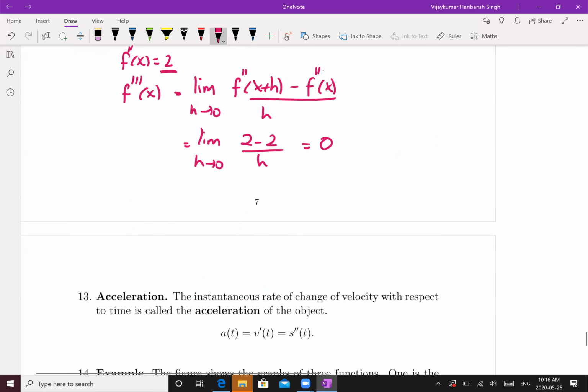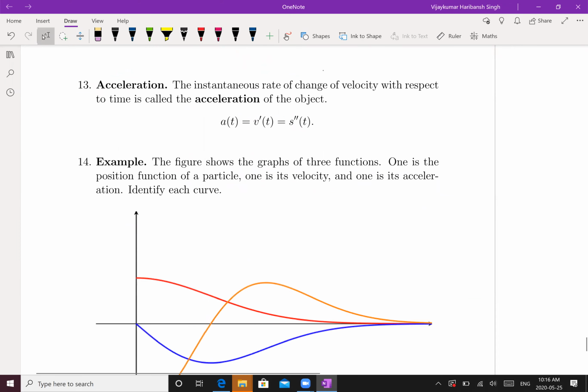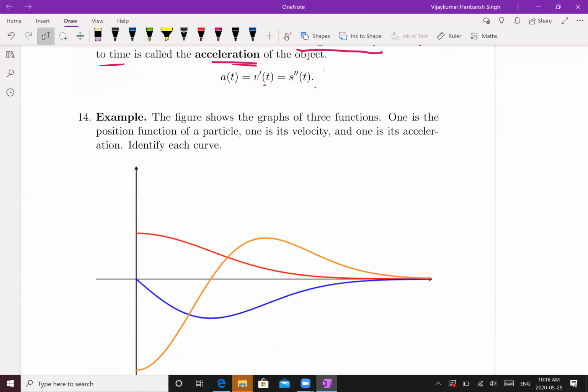Now let's move to the last problem. So recall, the instantaneous rate of change of displacement is velocity, and the instantaneous rate of change of velocity with respect to time is acceleration. So acceleration is the derivative of velocity, but velocity is the derivative of displacement. So acceleration is the second derivative of displacement. Now you are given these graphs of a particle. One of them is the position of the particle, one is the velocity, and the other one is acceleration. So which one is which? Let's try to see that.